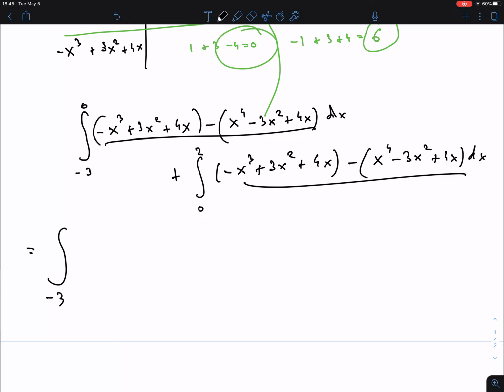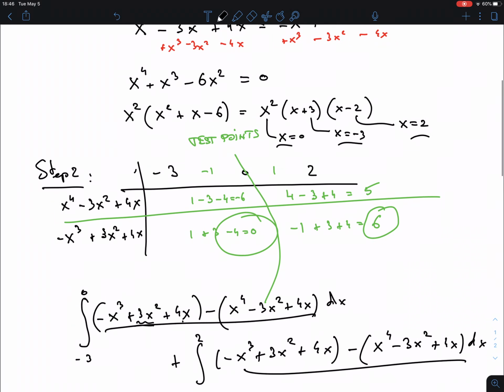Here I can combine, and that means from minus 3 to 0, from 0 to 2, so the whole thing is from minus 3 to 2. And what we have is a minus x cubed, a minus 3x squared, and then plus 3x squared. Sorry, I should look at it. 3x squared minus 3x squared, so we get plus 6x squared. We get a 4x minus a 4x, so that is 0. We have a negative x to the fourth. And that's it. I did it a bit of a weird way, but this is what it is.